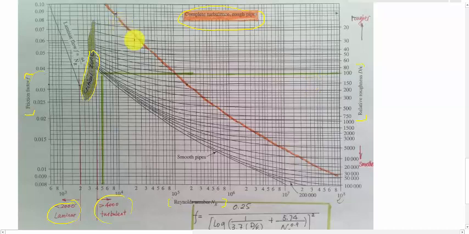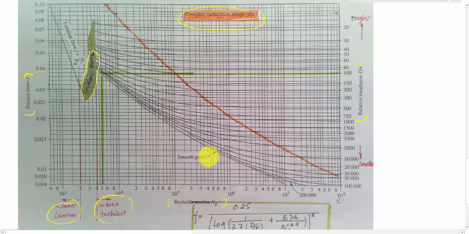Then below this orange dashed line, the turbulence is not fully developed, and now we have to check both the Reynolds number and the relative roughness to get a friction factor F.